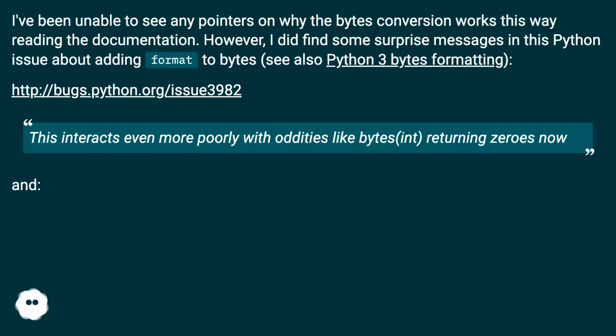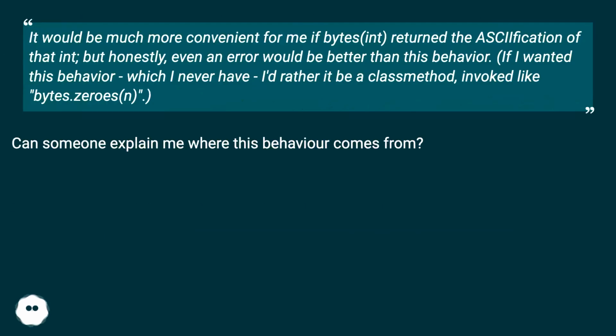However, I did find some surprise messages in this Python issue about adding format to bytes. See also Python 3 bytes formatting, this URL. This interacts even more poorly with oddities like bytes(int) returning zeros now. And it would be much more convenient for me if bytes(int) returned the ASCIIfication of that int.